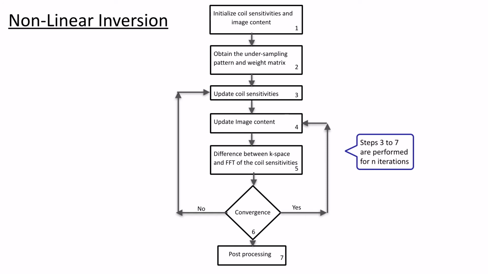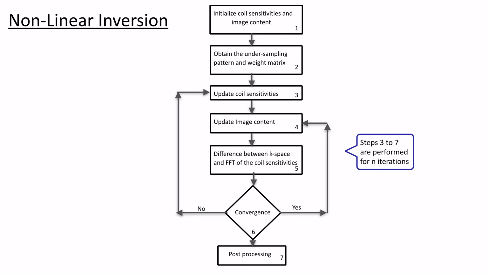The third technique that can be used is regularized nonlinear inversion. In this technique, generation of coil sensitivities and reconstruction of the image is done simultaneously, whereas in SENSE and GRAPPA, it is done in 2 different steps. The flow of how this technique operates is as shown.